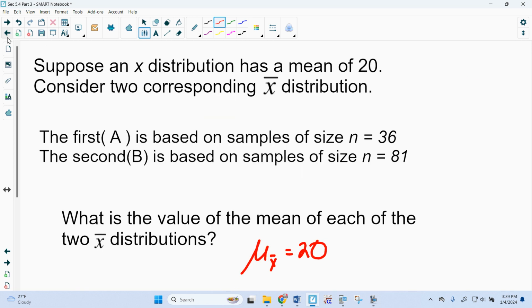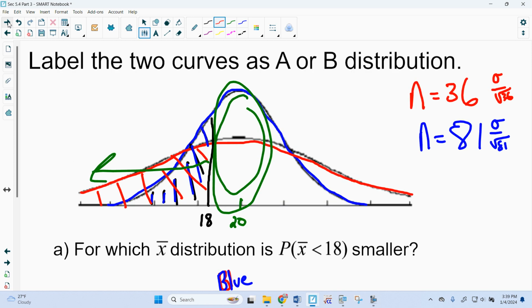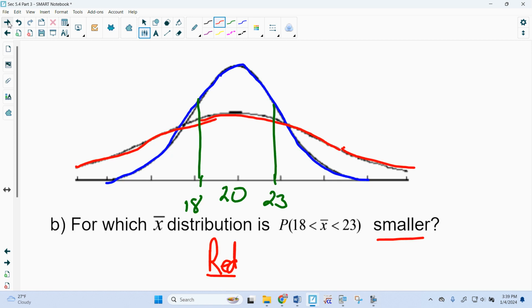So this is just a great way to understand what's going on here based on the sample size, and we can't do calculations. We can't put this in the calculator to do it because we don't have a standard deviation. Standard deviation doesn't matter. We're still able to kind of figure it out.